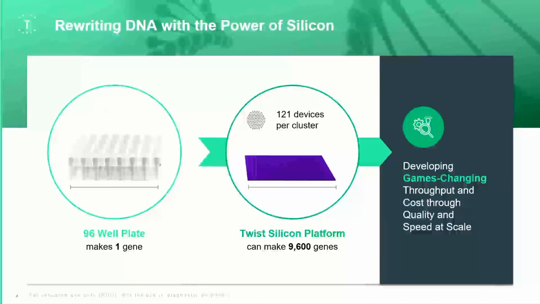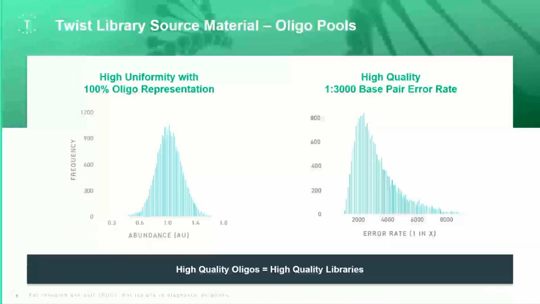Having miniaturized this process, we use very little raw materials, and that makes it extremely cost-effective, and we're passing that cost on. But the advantage of using the platform we have is the quality of the oligos that we end up with. We get extremely high uniformity, as shown by that distribution on the left. We get 100% oligo representation, so no dropouts. And we have the lowest error rate in the industry of 1 in every 3,000 bases.